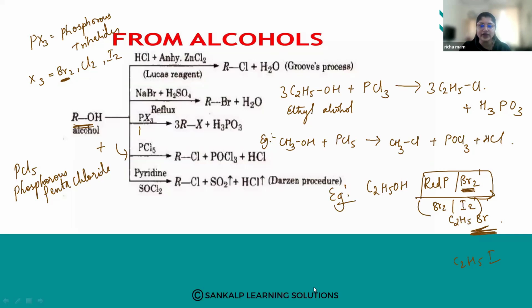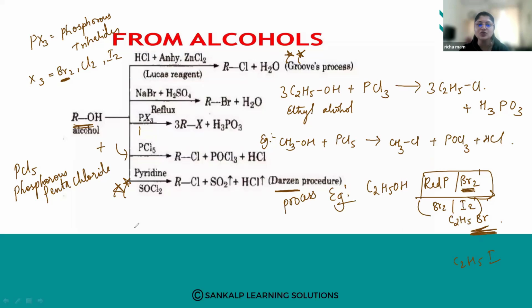So we have seen 4 reactions. So let us go for the last one: alcohol. This is very important. First Groves method and Darzan's method. Darzan's method and Groves method are very important. Darzan's process and Groves process. Mark this as an important reaction.